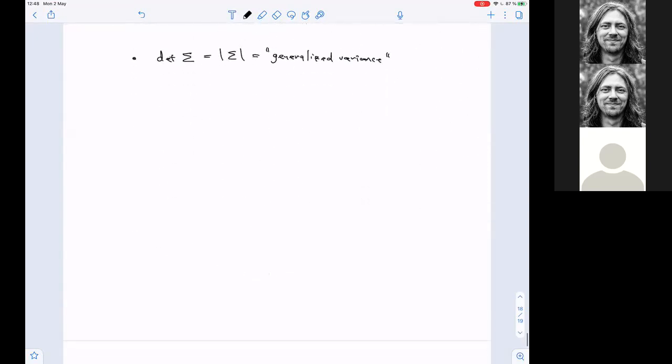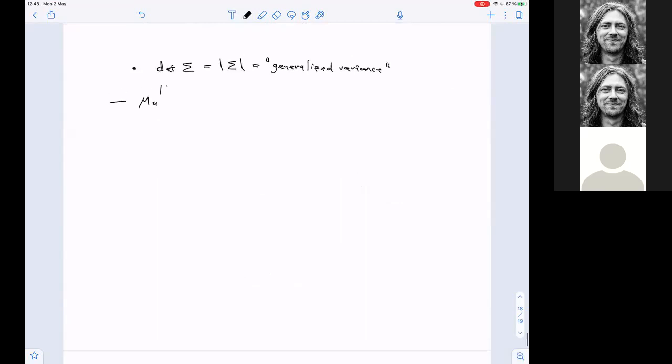So those were the all these definitions had nothing necessarily to do with Gaussians. So now let's do multivariate Gaussians.